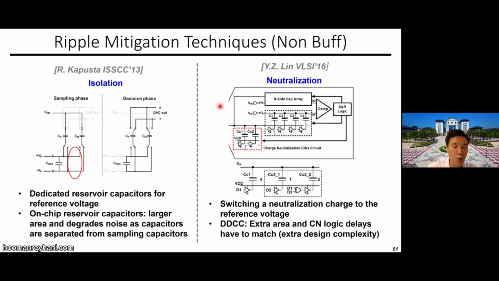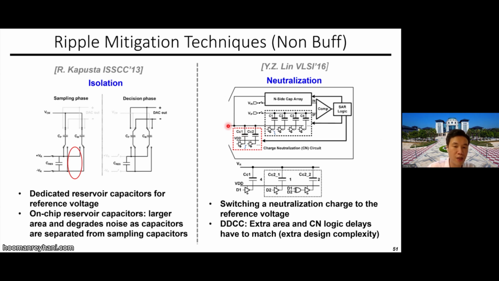And there's also another method to neutralize the reference ripple. Again, the reference ripple is because of the switching of this DAC. So let's say if you have a switch down from this DAC that draws the current from the reference voltage, and you have a compensation kind of capacitance that provides the compensation charge for what has to be drawn, then that neutralizes the reference ripple voltage over here, so this reference can also be stable, reducing the reference ripple voltage.